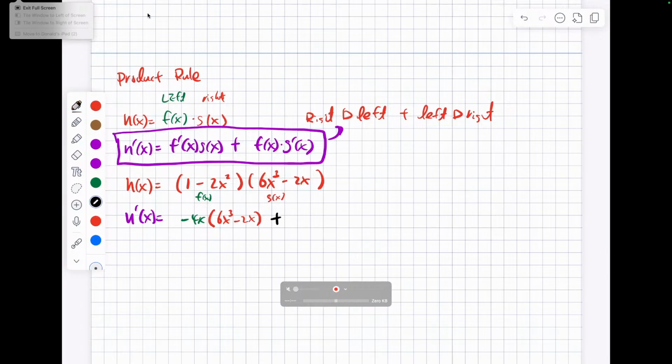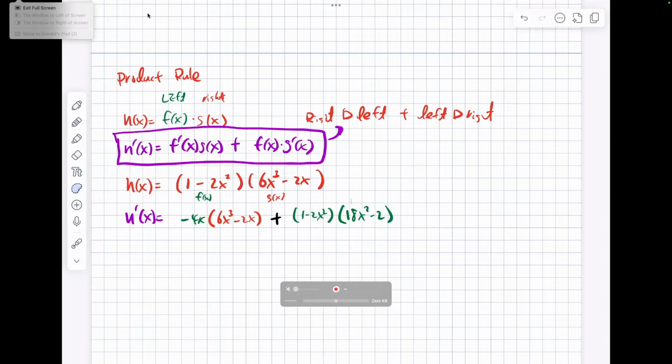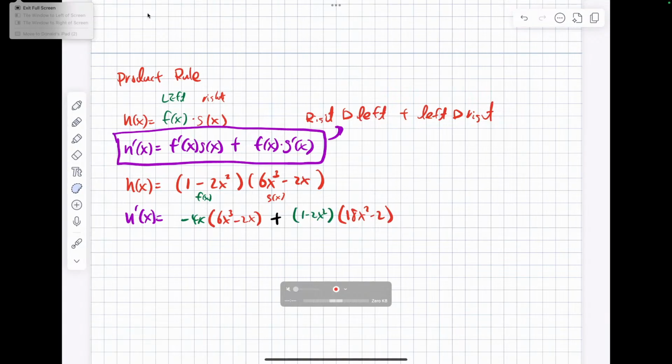I'm going to add. Now I leave the first one alone and just focus on taking the derivative of the second one. What's the derivative of 6x cubed? There we go. So this is actually your product rule right here. This is green and this is red. Does that make sense?